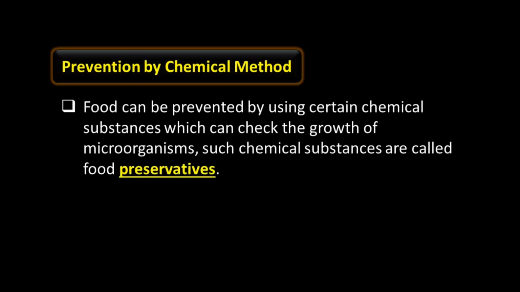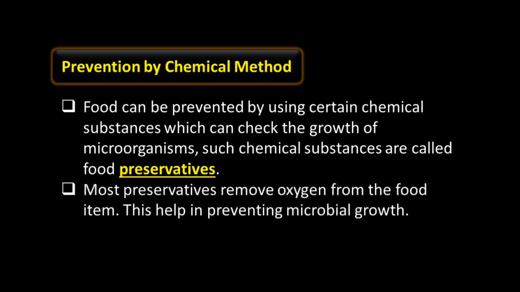Preservation by chemical methods. Food can be preserved by using certain chemical substances which can check the growth of microorganisms. Such chemical substances are called food preservatives. Most preservatives remove oxygen from the food item. This helps in preventing microbial growth because without oxygen, most microorganisms do not grow. So these preservatives first remove oxygen from the food item and help prevent microbial growth in the food.